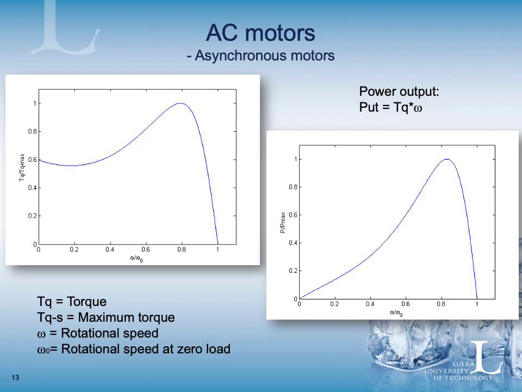And this is why you can actually start one of these asynchronous motors directly from the power grid with the on-off switch. The power output will look like you see here to the right, where the maximum power is also slightly above 80% of the maximum rotational speed.